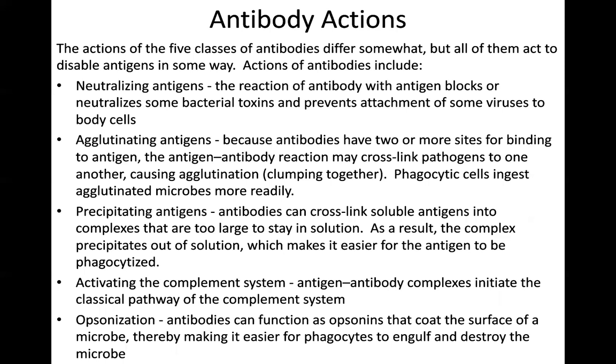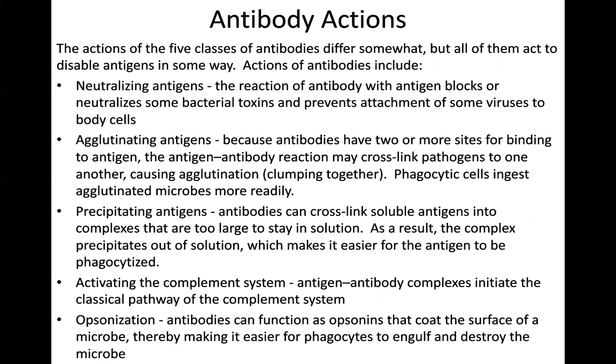So what do antibodies do, and how do they basically provide us with protection? Well, the action of the 5 classes of antibodies differ somewhat, but all of them act to disable antigens in some way. There are 5 major actions of antibodies. First one is to just neutralize the antigen. The reaction of an antibody with the antigen blocks or neutralizes some bacterial toxins and prevents attachment of some viruses to body cells. So in doing so, the virus can't invade the body cell and then infect it.